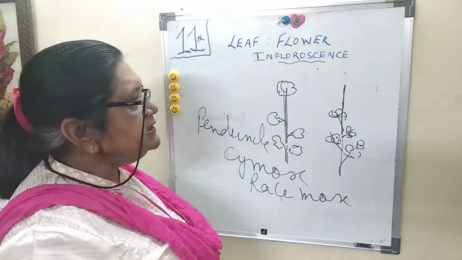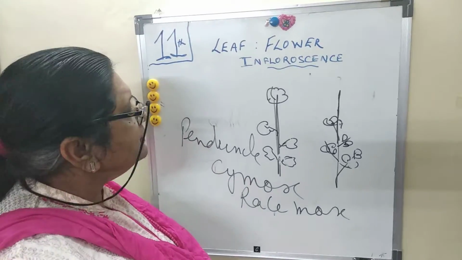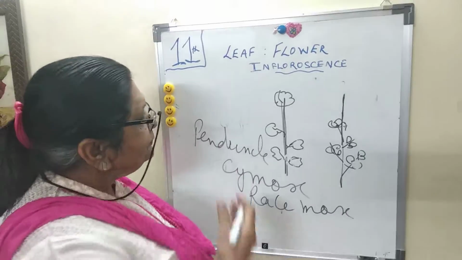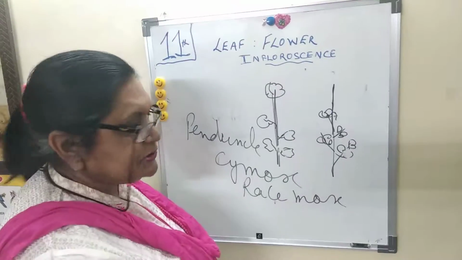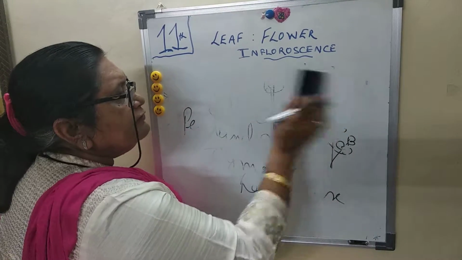So inflorescence means the arrangement of the flower on the peduncle. Racemose, cymose. Then comes another morphology, of the flower.